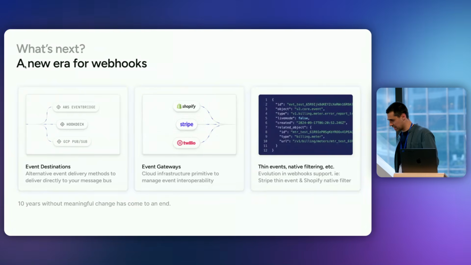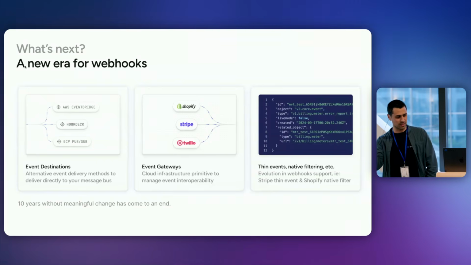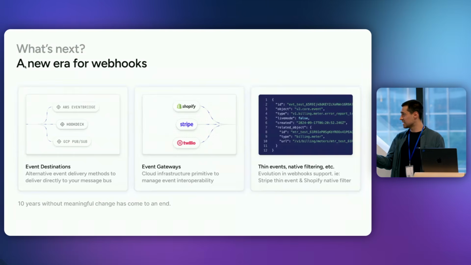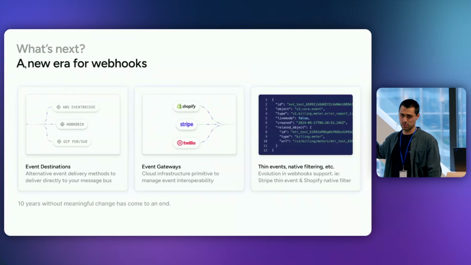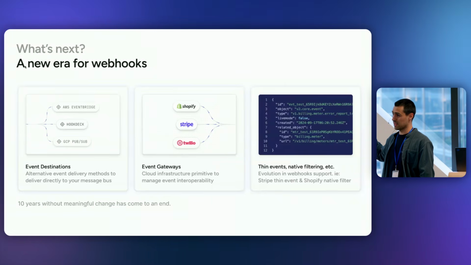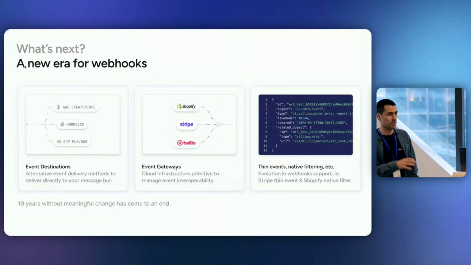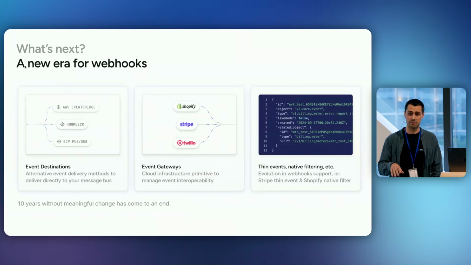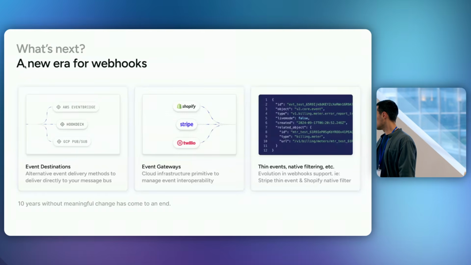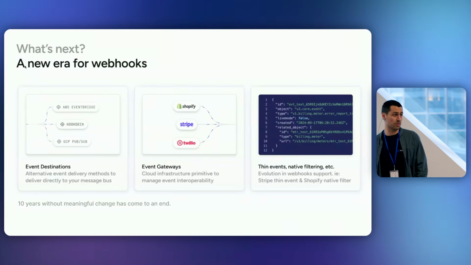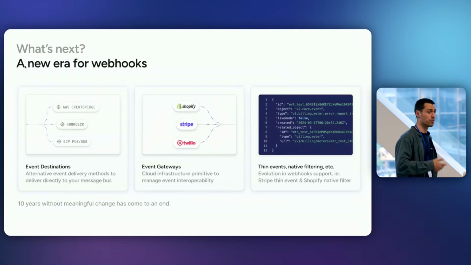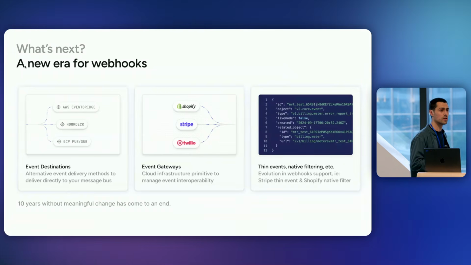So the first one is event destinations. Actually, you know what? I'll just quickly mention all three and then we'll deep dive. So there's event destinations, there's event gateways, which is what Hookdeck is, but we have competitors. And then there's also more investment from the platforms and the publishers, like Stripe, like Shopify and so on, in their own events, right? So for instance, Stripe just released the 10 events that I was talking about. Also, Shopify just released native support for filtering on their webhooks.